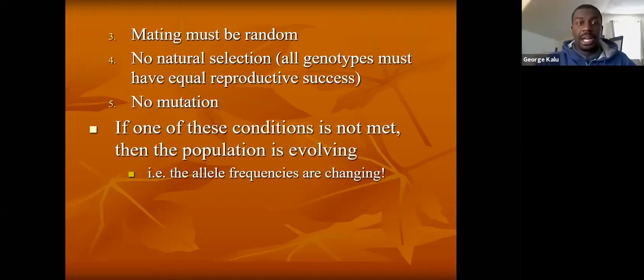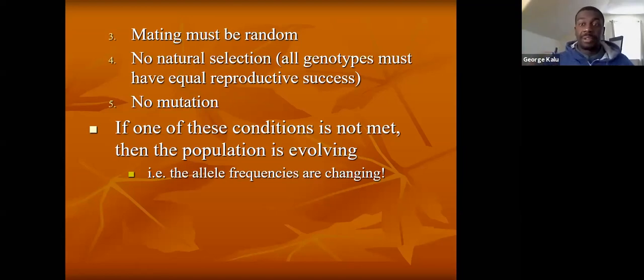If we have natural selection occurring, then what that tells us is that certain individuals are not able to survive. So certain alleles are going to get removed from the population. Other ones are going to increase in frequency because they're going to be more advantageous. That's going to tell us allele frequencies are going to be changing. And ultimately, that's going to show us that evolution is occurring.